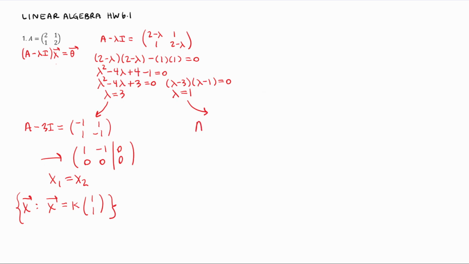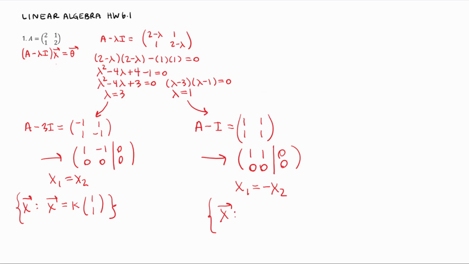Then for lambda equals 1, I'm going to take A minus lambda I, so that'll just be A minus 1I. It's going to be 2 minus 1, 1, 1, and 2 minus 1. So I row reduce this the same way, and I'm interested in finding the null vectors there. This would be x1 plus x2 equals 0, so x1 equals negative x2. Then my eigenspace, or my eigenvectors, are going to be the set of all vectors where x1 equals negative x2, or you could say x is some multiple of 1 and negative 1. Maybe we'll give it the other curly brace to make it a set. Okay, that's all we have to do for that one.